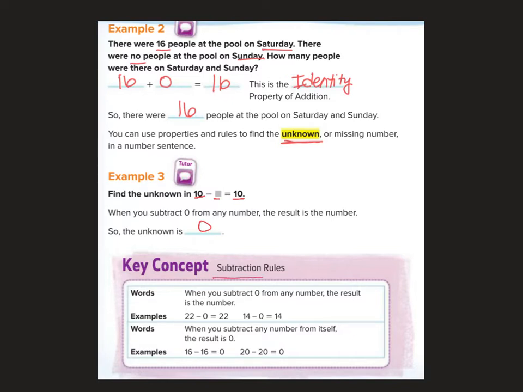So here are our subtraction rules. When you subtract 0 from any number, the result is the number. 22 minus 0 is 22. 14 minus 0 is 14. Another rule is when you subtract any number from itself, the result is 0. 16 minus 16 is 0. 20 minus 20 is 0. All right, let's do some practice problems.